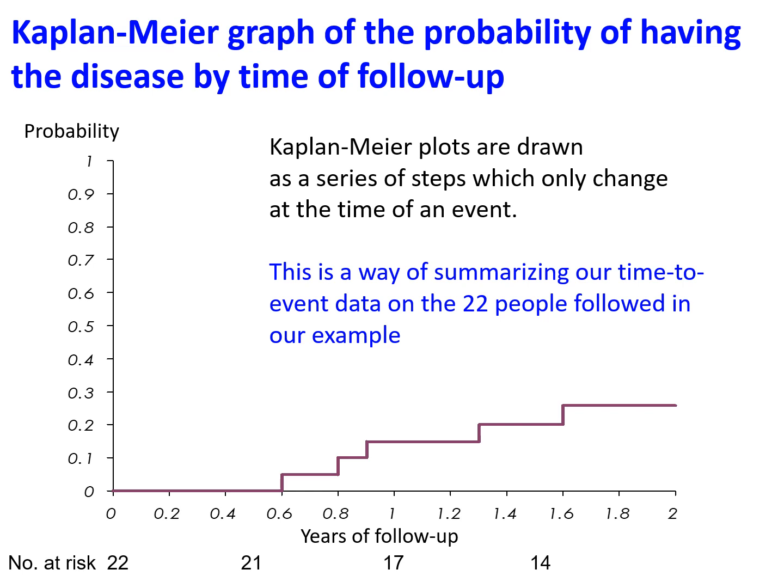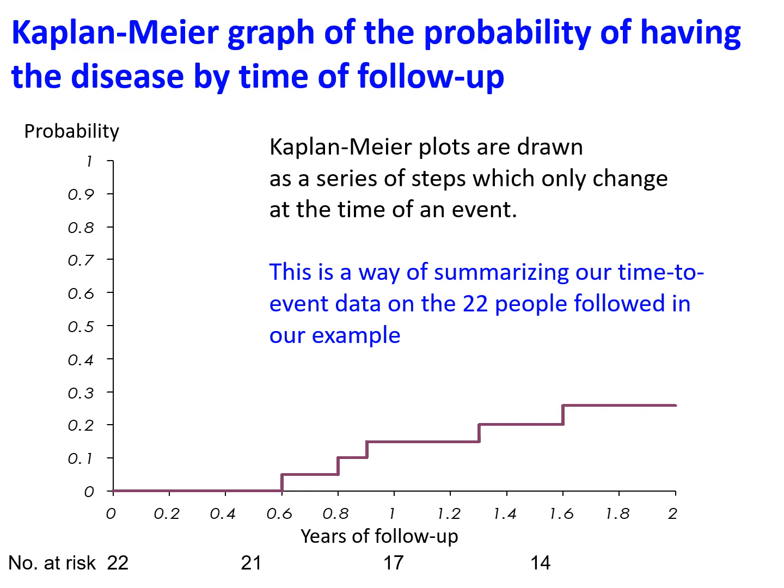Now, a way that we commonly see the time to event data that we've been talking about summarized is something called a Kaplan-Meier plot. And this is a Kaplan-Meier plot of the probability of having a disease by a time of follow-up. So along the x-axis, you have the years of follow-up, and along the y-axis, you have the probability of having had the event by that time.